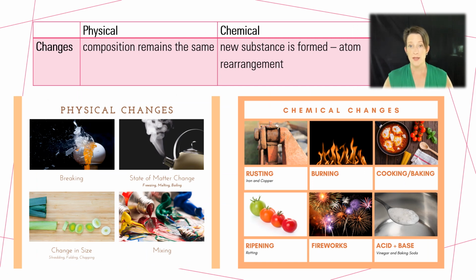Once we've identified the properties of matter, we can then identify changes. So what happens when we work with that? A physical change means the composition is going to stay the same. We're just going to do something. An example, in these graphics that I've made, is breaking the egg. The eggshell's still there. It's just in smaller pieces.